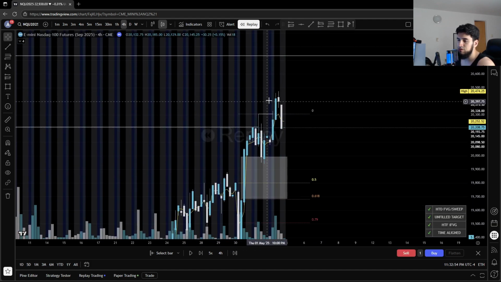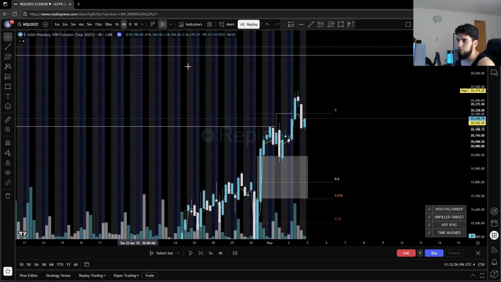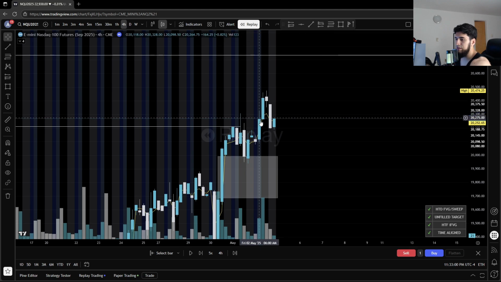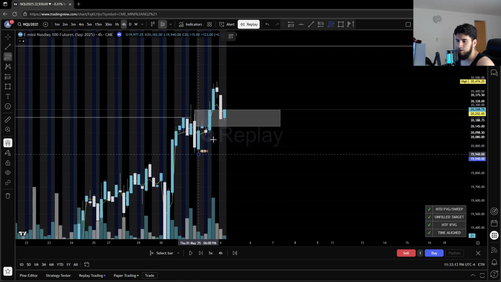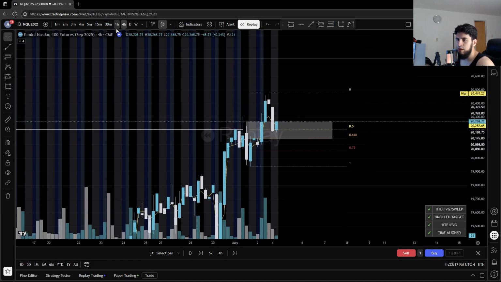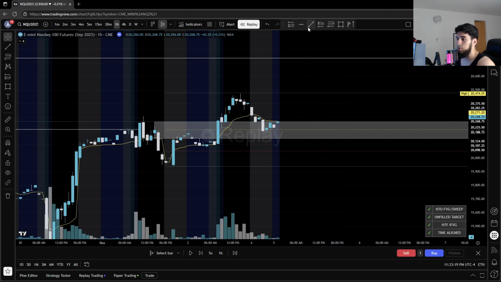So if we see, boom, we took out that high, then what will happen? We have again another inefficiency. In this case, we came down lower, filled out that 4 hour fair value gap, taking out the prominent high again. In this case, we rebalanced to the equilibrium, and now I'm sort of expecting bullish plays, right, because we have all these confluences.